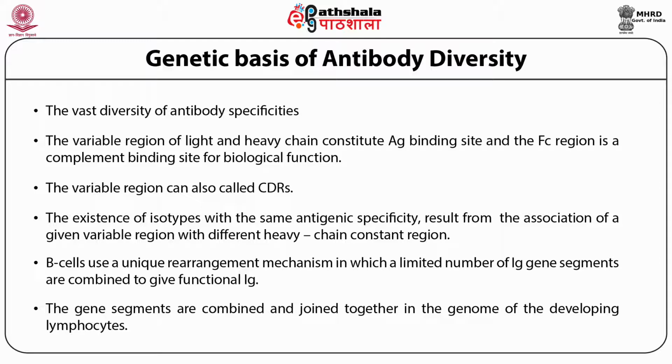This problem has been sorted out by a great man called Tonegawa, who said it requires a very small amount of immunoglobulin DNA. This DNA undergoes a lot of permutations and combinations and finally gives rise to diverse immunoglobulins. And this is how the genetic basis of antibody diversity has been generated.